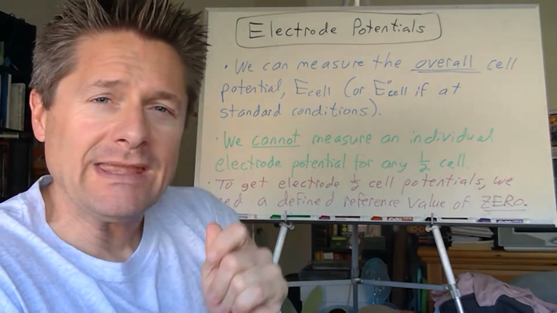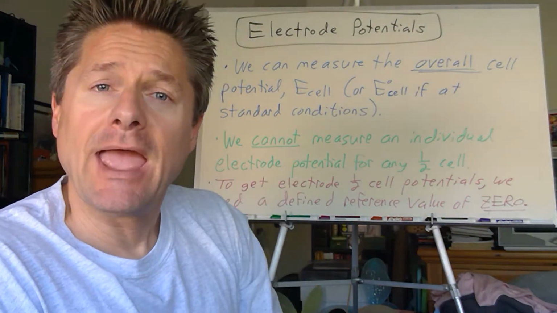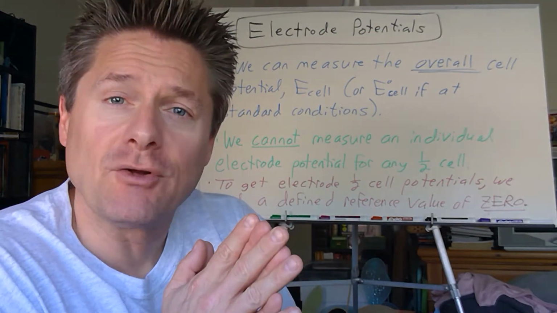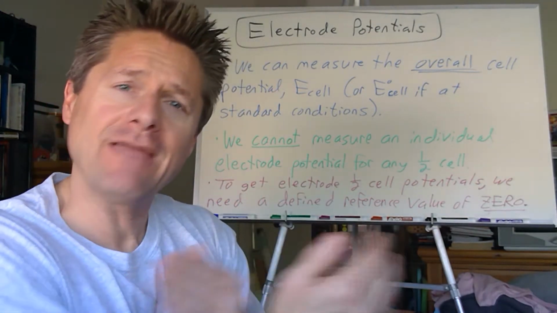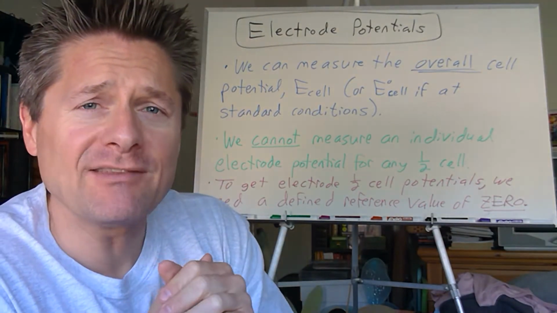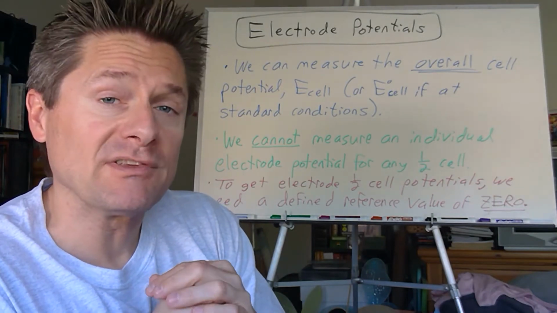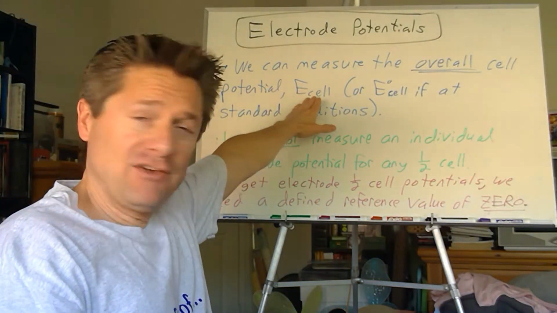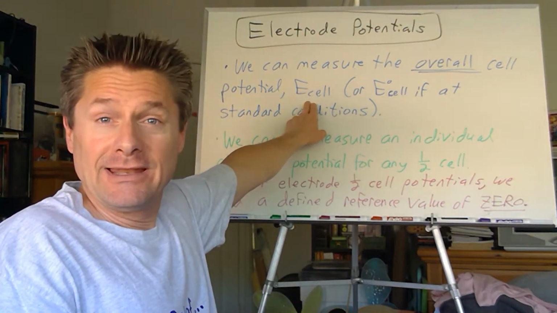Now, we can easily go into the lab, take a voltmeter like I showed you, and measure the overall cell potential, right? That voltage between two half cells. It's the driving force between them. And those are pretty precise measurements. I got that to 3 decimal places, and that wasn't the greatest voltmeter ever. So we can measure the overall cell potential, and we can do that at non-standard conditions.